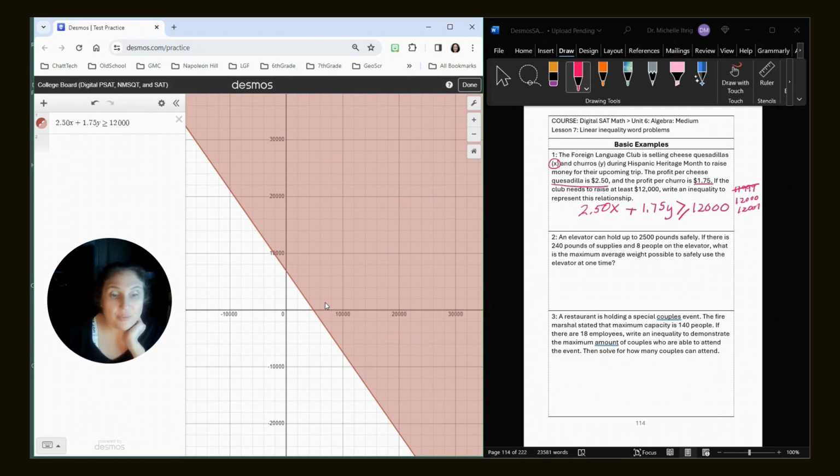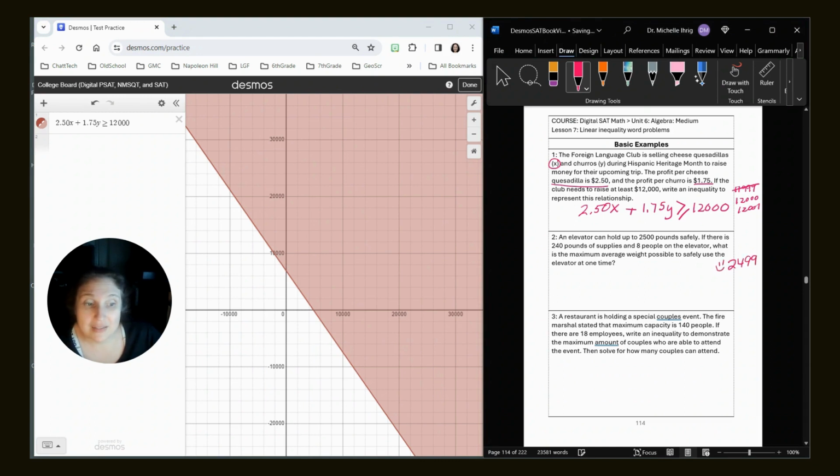All right, let's look at number 2. An elevator can hold up to 2,500 pounds safely. So I'm going to start that process already. Can it hold 2,499 pounds? Yes. Can it hold 2,500 pounds? Okay. Well, if I can spend up to $20, that means $20 is my limit. So up to 2,500, that's kind of the max. Can it hold 2,501? Nope. If there's 240 pounds of supplies and 8 people on the elevator, what is the maximum average weight possible to safely use the elevator at one time?